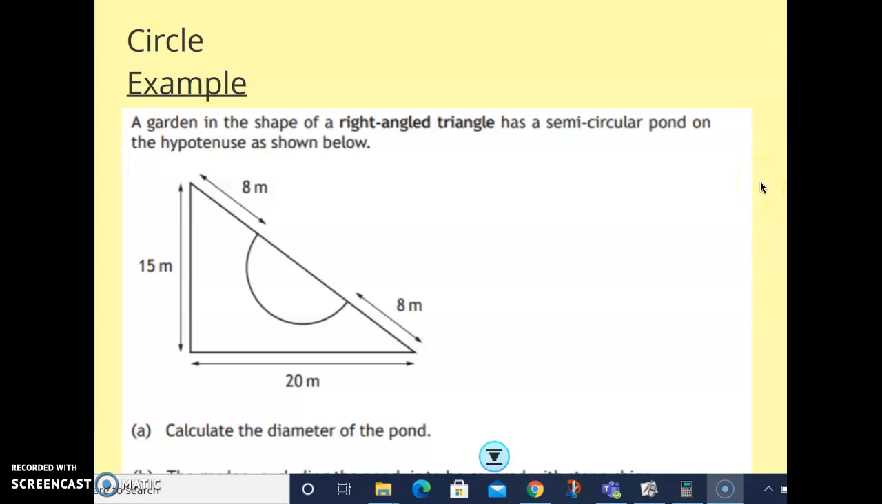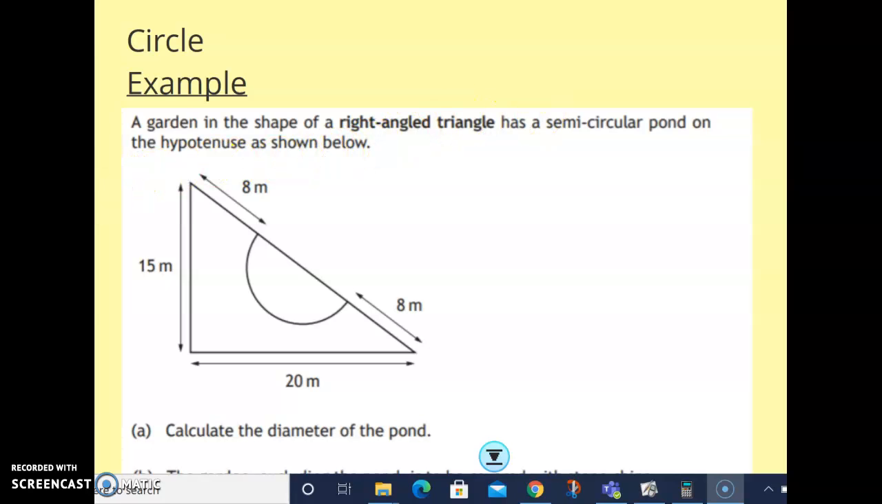Okay, we're going to have a look at some past paper circle questions. I'm going to go through this one with you, and then I'm going to leave you to try some for yourselves. The first question has a right angle triangle, which is a garden, and there is this semicircle cut out, which is a pond, on the hypotenuse of the triangle. Part A asks us to find the diameter of the pond.